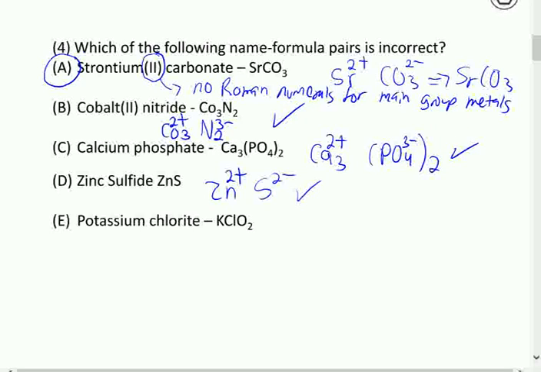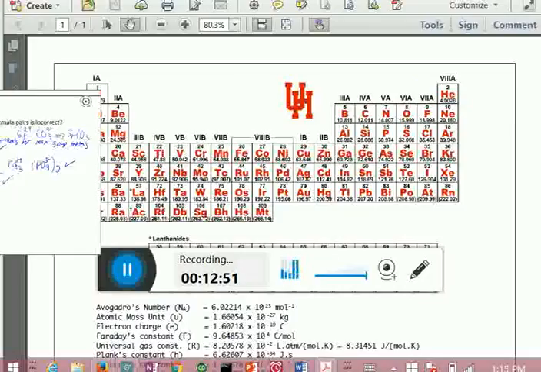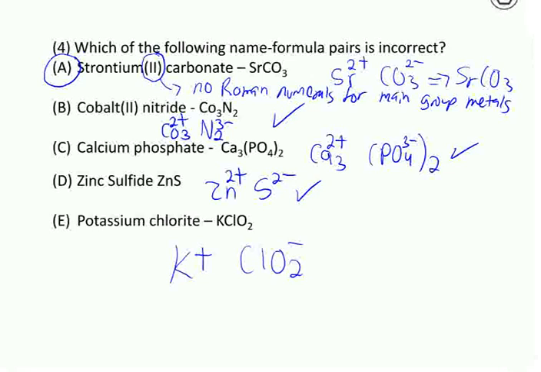And then finally, potassium chlorite. Potassium is in group 1A, over here, number 19. So it forms a 1+ cation. And then chlorite is ClO2 with a 1- charge. There are 4 of these chlorine oxygen anions that we have to learn. So this is the correct name and formula, and this is in your book if you're going to study that table. There are a lot of these similar ones. These are probably the hardest ones to learn.